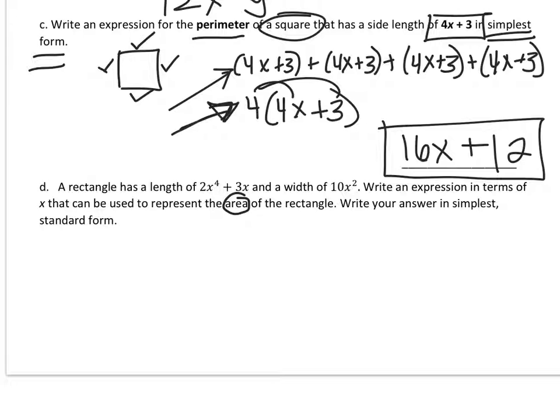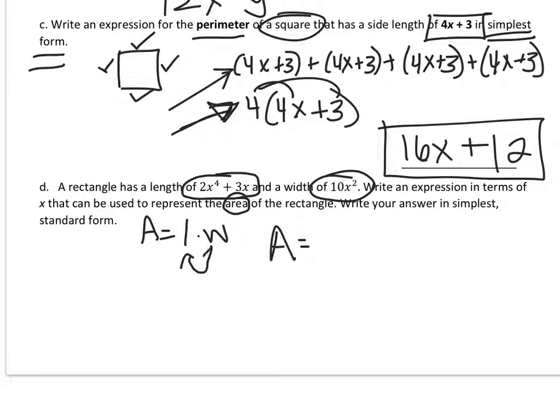Area is when you multiply the length times the width. In this case, the length is 2x to the 4th plus 3x. The width is 10x squared. So I'm actually going to rewrite this as the width times the length because multiplication is commutative. I'd rather have my smaller side length up front. There's my width. I'm going to multiply that by my length.